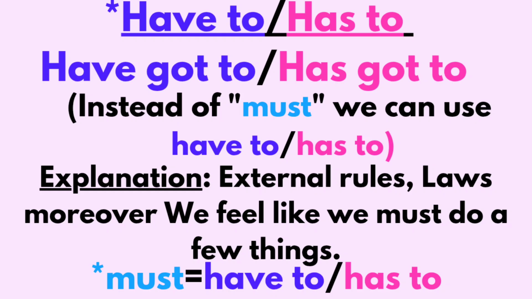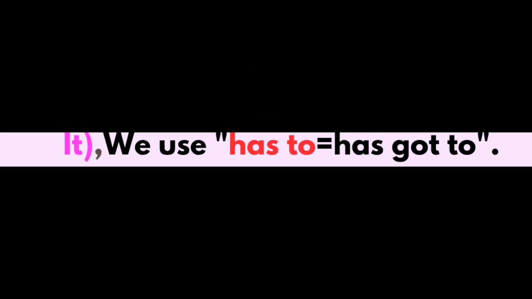Explanation: external rules, laws, and moreover, things we feel like we must do. Must is equal to have to or has to. We always have alternatives. That's why I'm making this video. We don't have to stick to only one thing. We always look for alternatives.